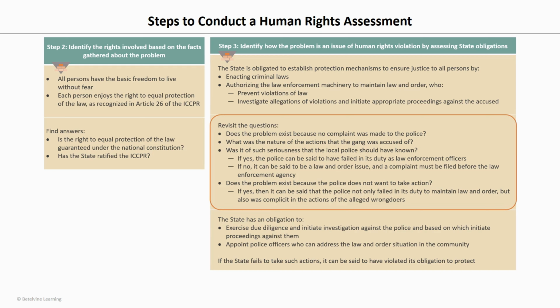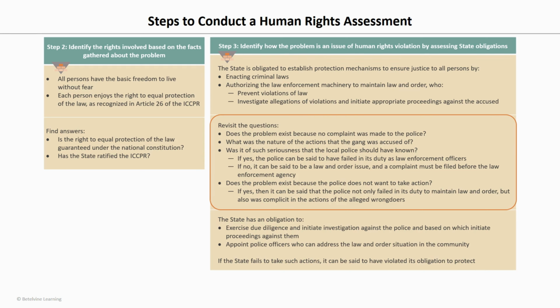Next, you need to apply these principles to the facts gathered while trying to identify the issue. In your assessment, revisit the questions we asked before. Does the problem exist because no complaint was made to the police? In such a case, what was the nature of the actions that the gang was accused of? Was it of such seriousness or magnitude that local police of the area ought to have known in their duty of maintaining law and public order? If yes, then the police can be said to have failed in its duty as law enforcement officers.